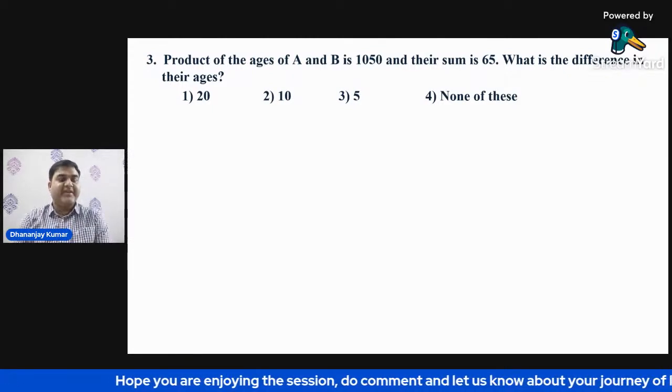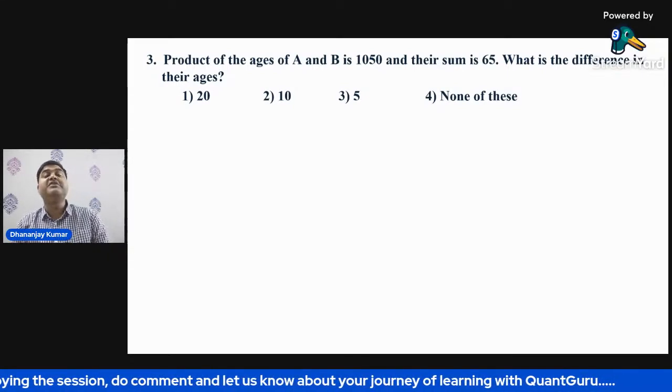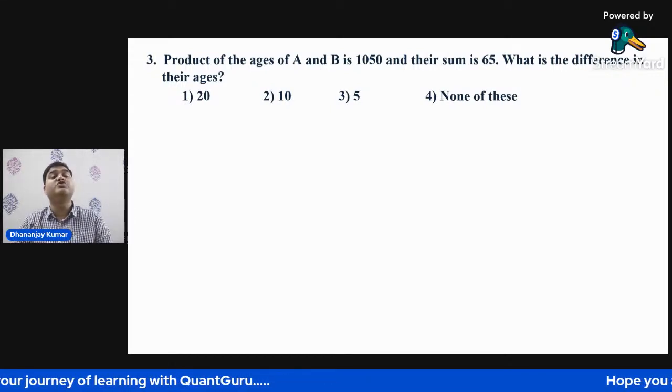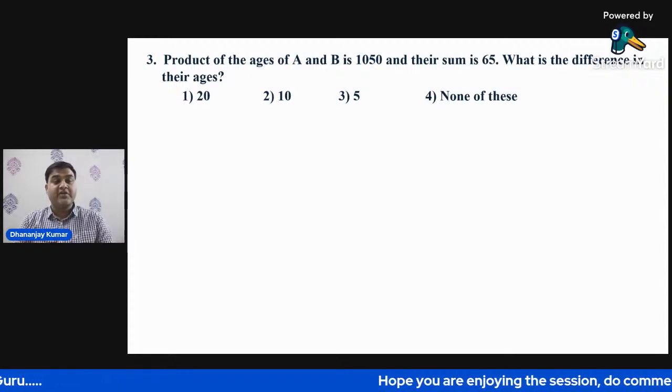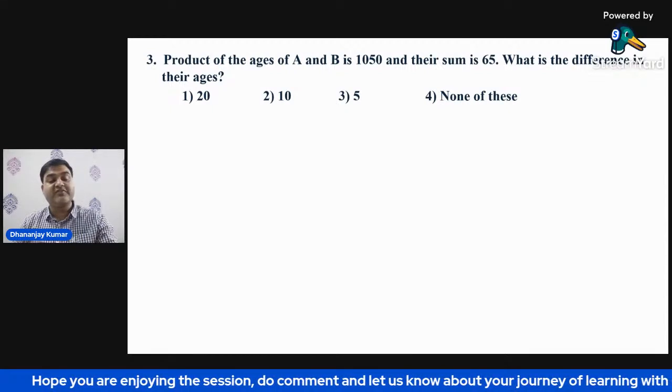Okay. Now, question number 3. Product of the ages of A and B is 1050 and the sum is 65. What is the difference in their ages? Right? What is the difference in their ages? And the options are 120, 210, 35, 4, none of these.